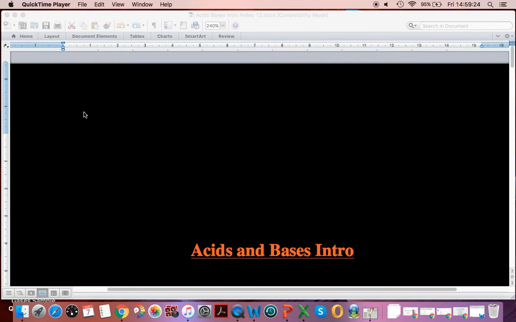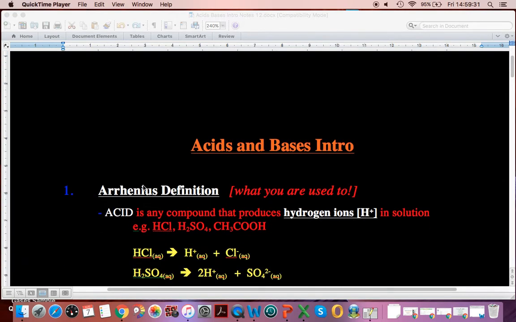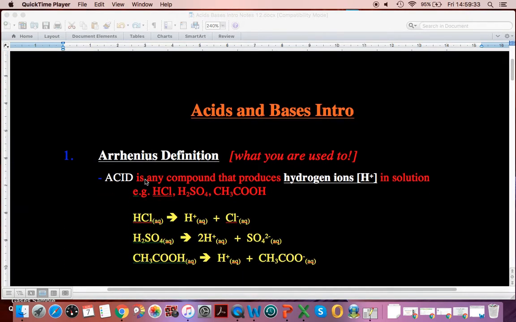Find your sheet that says Acids and Bases Intro. These notes cover a lot of terrain, and so hopefully things will make sense. Some will be review, some will be new. So, the Arrhenius definition says any compound that produces H+ hydrogen ions in solution is an acid.